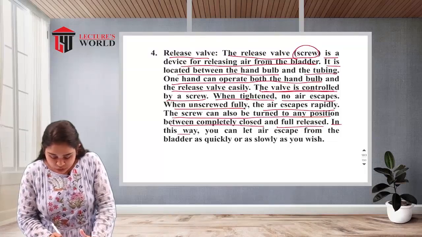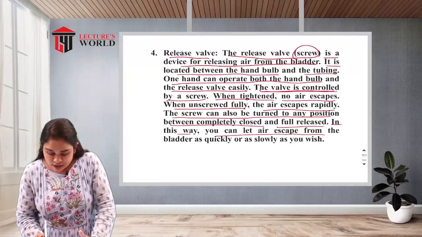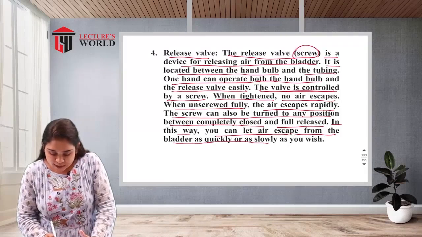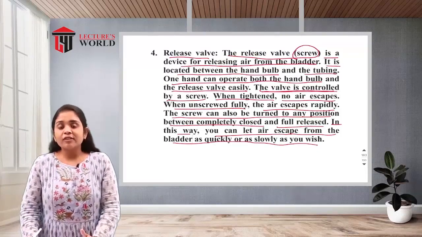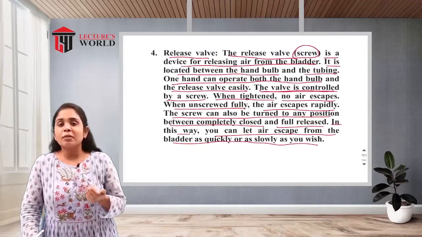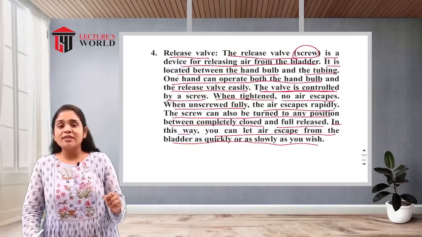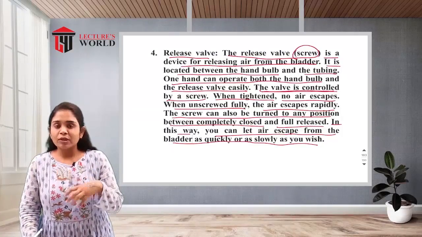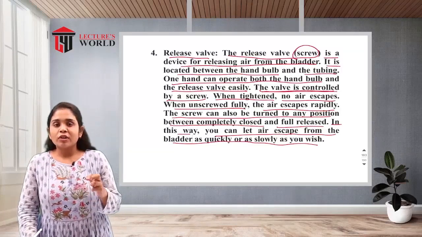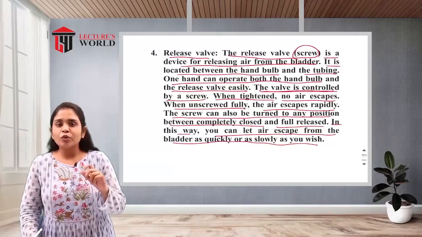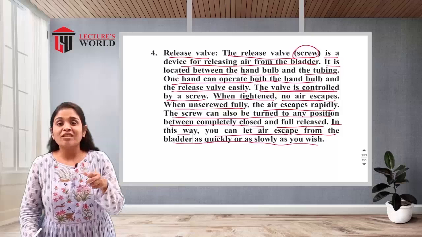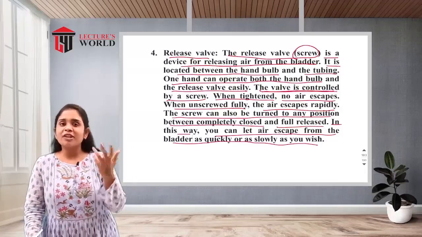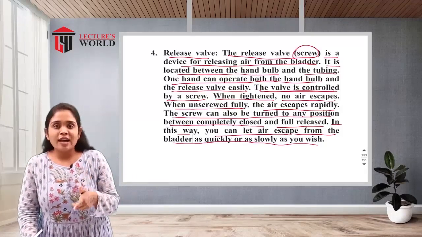In this way, you can let the air escape from the bladder as quickly or as slowly as you wish. When we are checking blood pressure, we have to release the air from the BP cuff, and we have to turn the screw very slowly. By that you will get the systolic and the diastolic pressure.